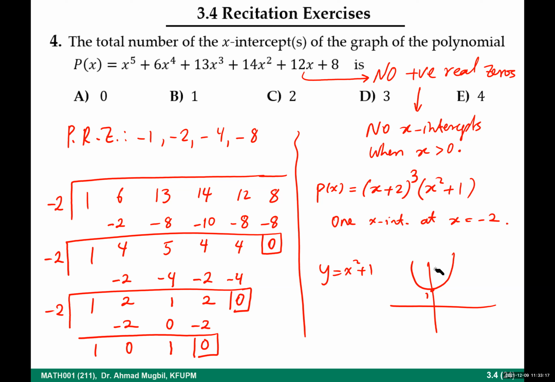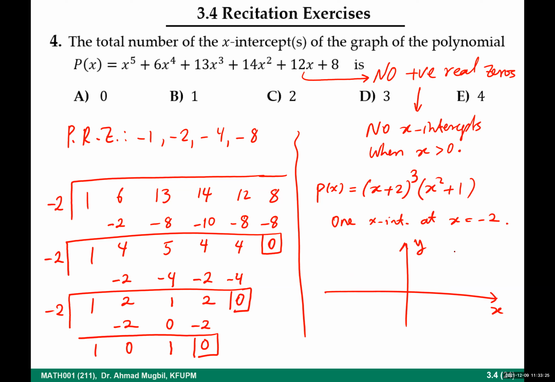At x equals -2. If you sketch the graph of this polynomial, how does it look? This is the x-axis. The x-intercept is here at negative, and it is of degree 5. The leading coefficient is positive, so it will be up to the right, down to the left. Because it is of degree 5, it may stay touching for a while, then go up. Why will it not go up? It can go up. It just cannot cross the x-axis in the positive part of the x-axis.